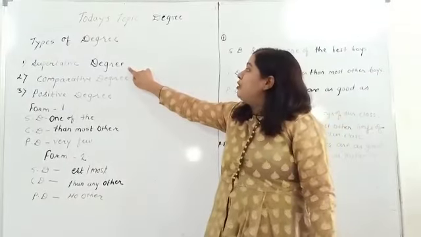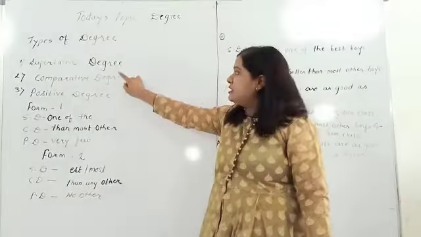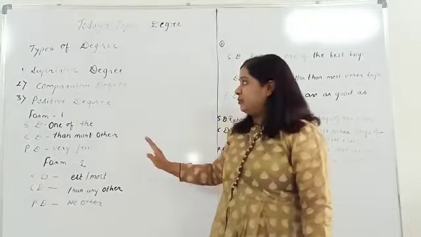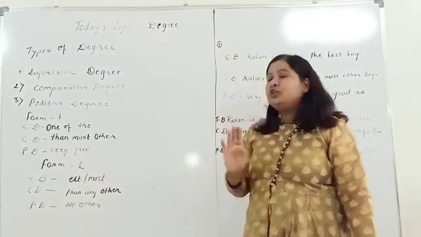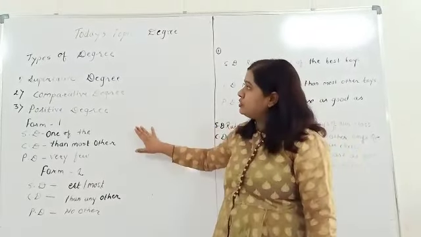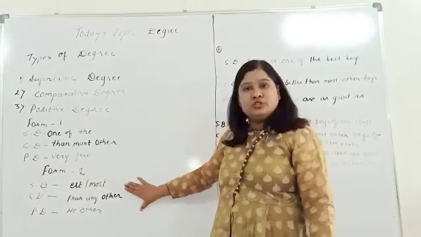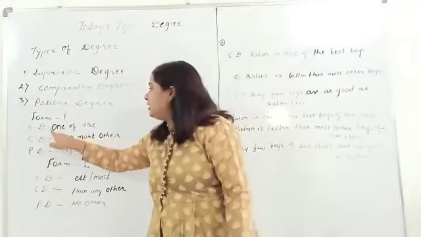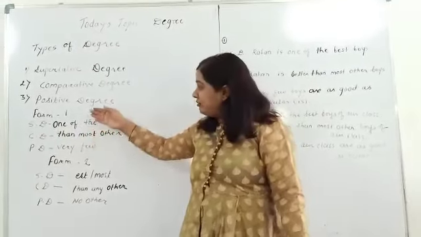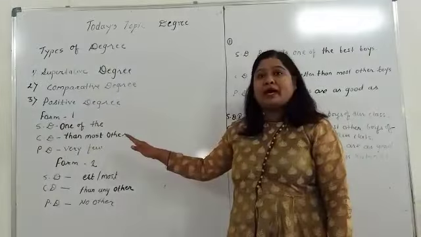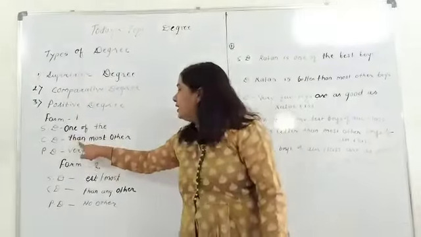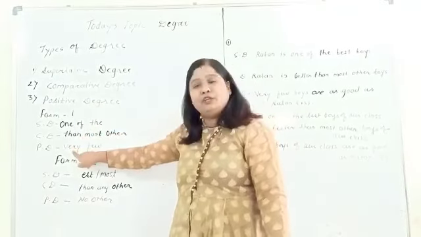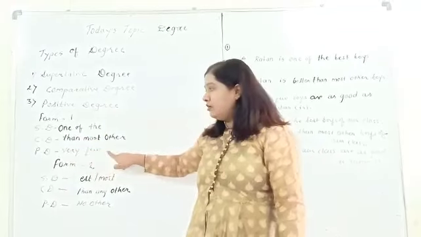The first form of degree is superlative degree, the second type is comparative degree, and the third one is positive degree. This degree is having two basic forms, form 1 and form 2. In the superlative form of degree, if you are able to see the phrase one of the, while transforming that sentence into comparative degree, we are supposed to take than, most, other, and while transforming the same sentence into positive degree, we are supposed to take very few.